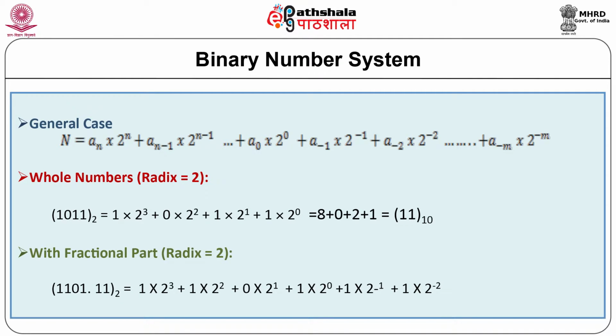Similarly, a binary number with fractional part, that is 1101.11, can be represented as 1 into 2 raised to 3 plus 1 into 2 raised to 2 plus 0 into 2 raised to 1 plus 1 into 2 raised to 0 plus 1 into 2 raised to minus 1 plus 1 into 2 raised to minus 2.